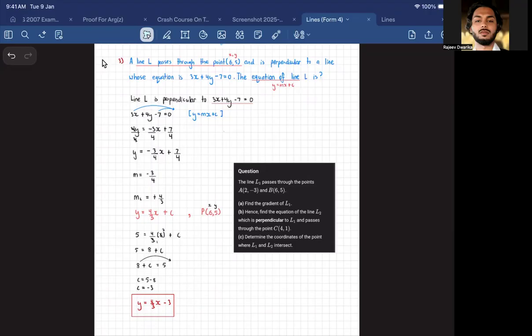All right, so Serena, the gradient of L1 is correct, right? M1 is equal to 2. Let me check part B now. Hence, find the equation of the line which is perpendicular. You correctly figured out the second gradient. And as for the equation of the line, let me see. So you said for L1, right? Yes, Serena, excellent job. You would get full marks without working.